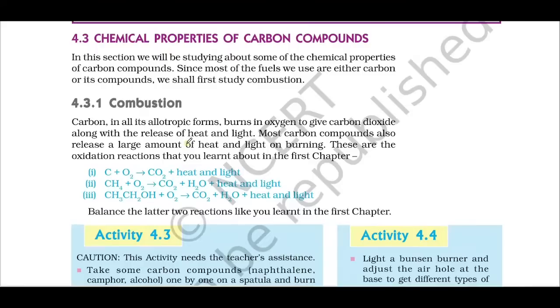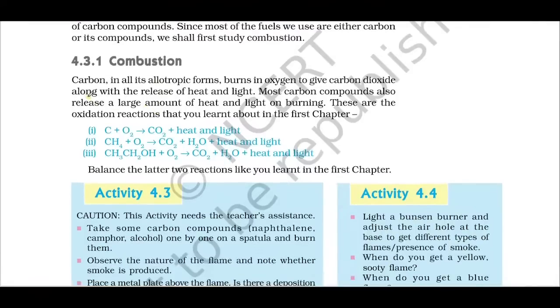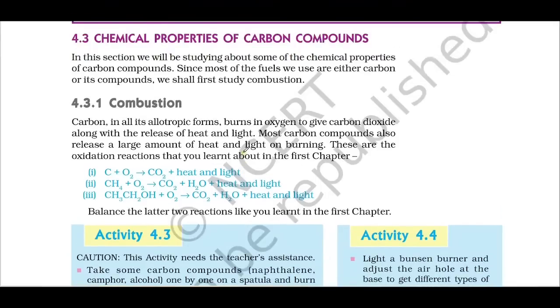Now you should know the chemical properties of carbon compounds. The first important chemical property of carbon is its combustibility. Carbon in all its allotropic forms burns in oxygen to give carbon dioxide along with the release of heat and light. That is C plus O2 gives CO2, with release of heat and light. Methane on burning gives carbon dioxide, water and heat and light. Ethanol on burning gives carbon dioxide, water and heat and light. Carbon in all its allotropic forms burns in oxygen to give what? Carbon dioxide gas along with the release of heat and light.